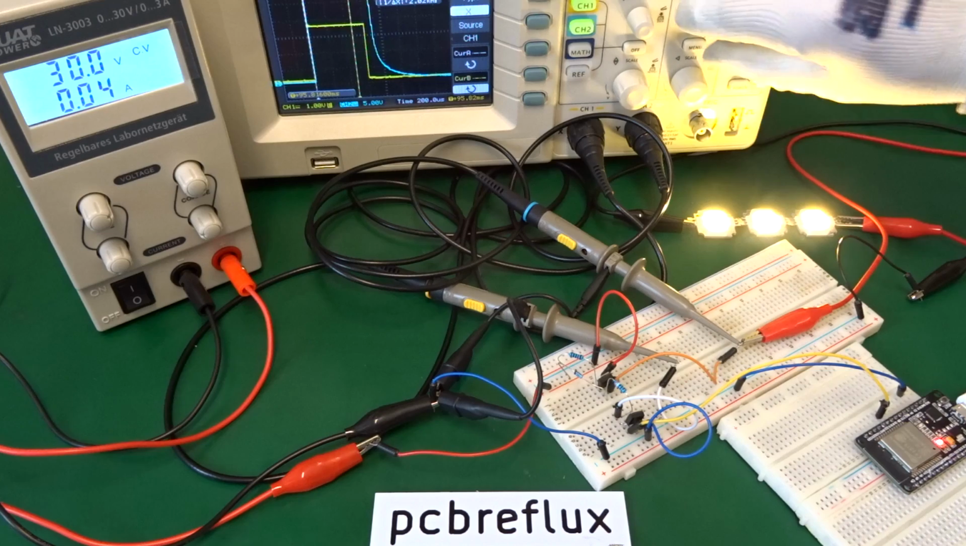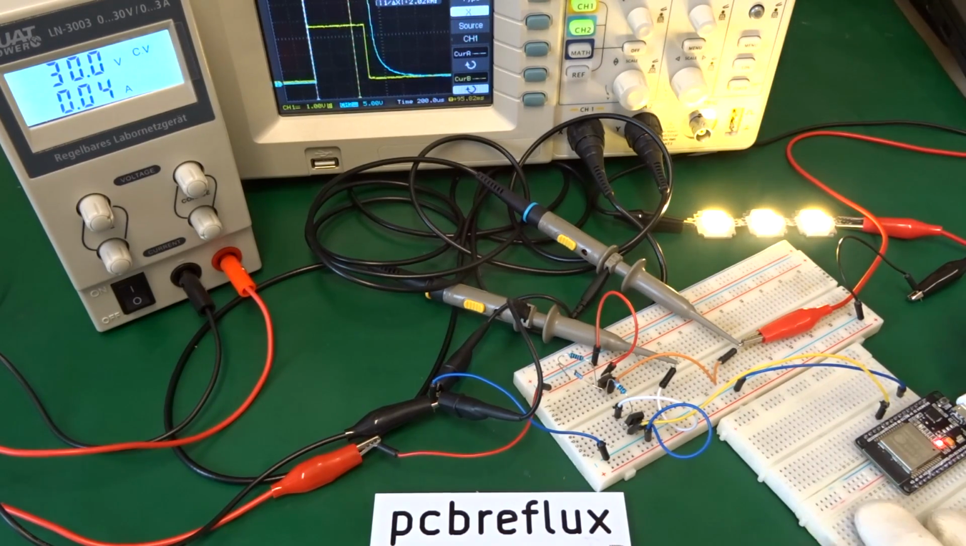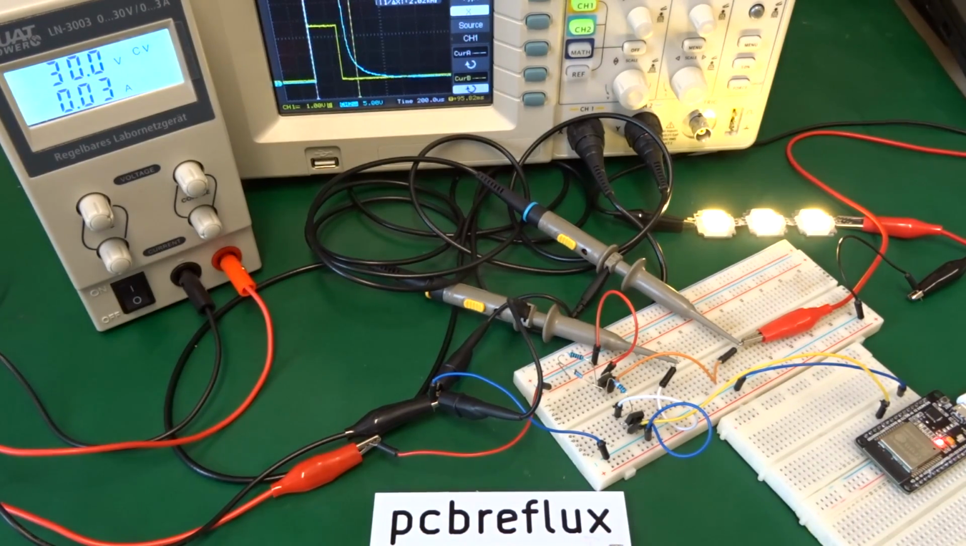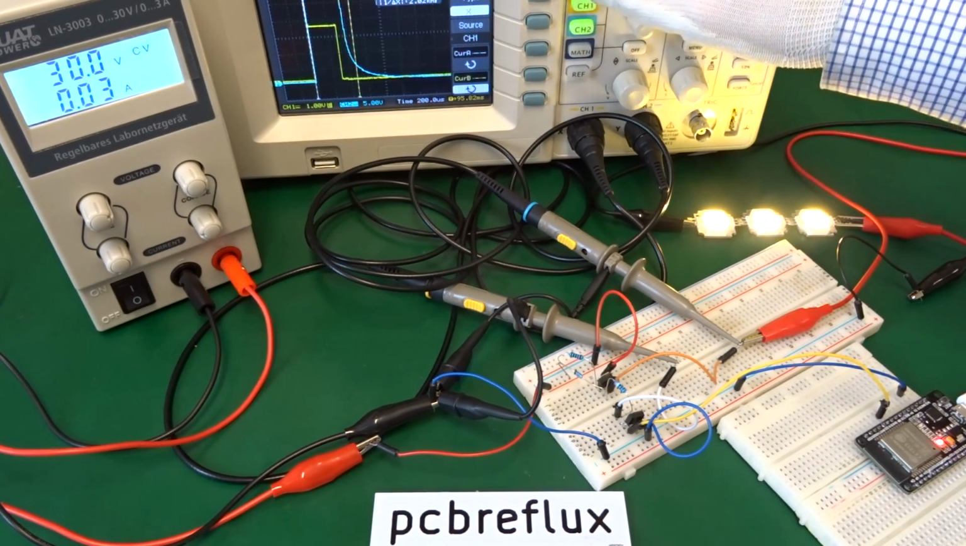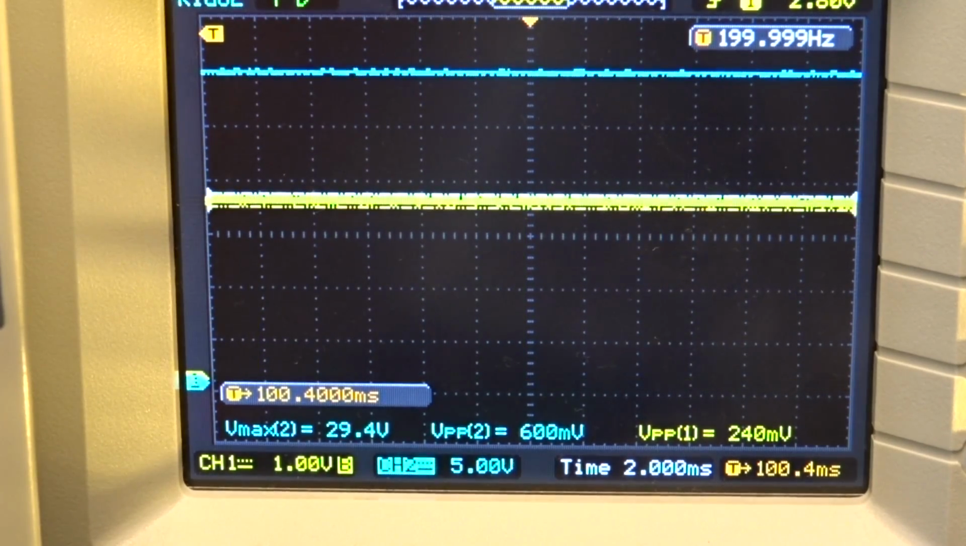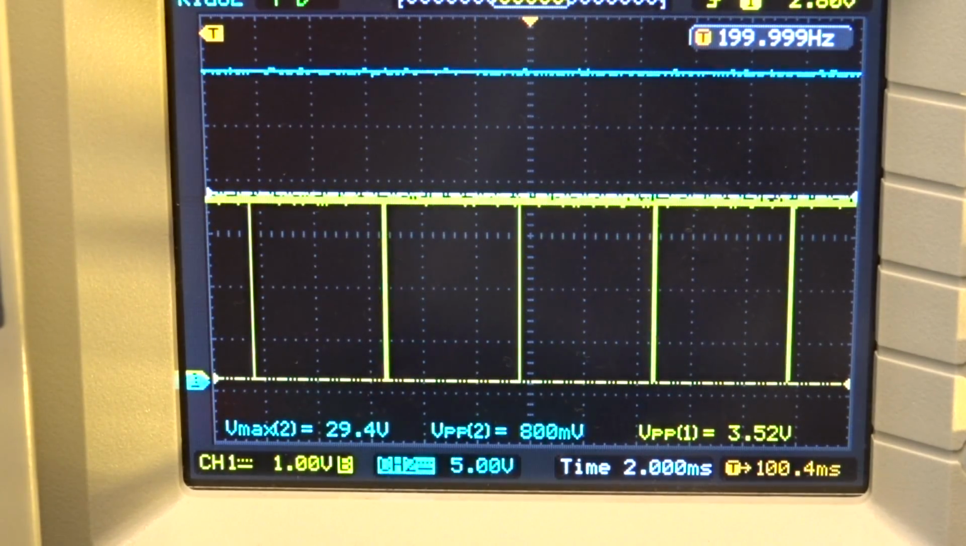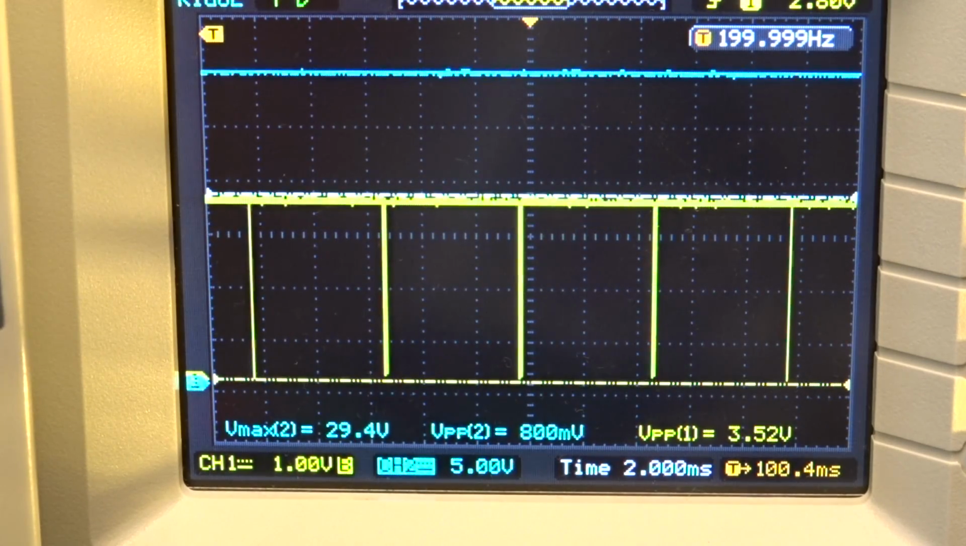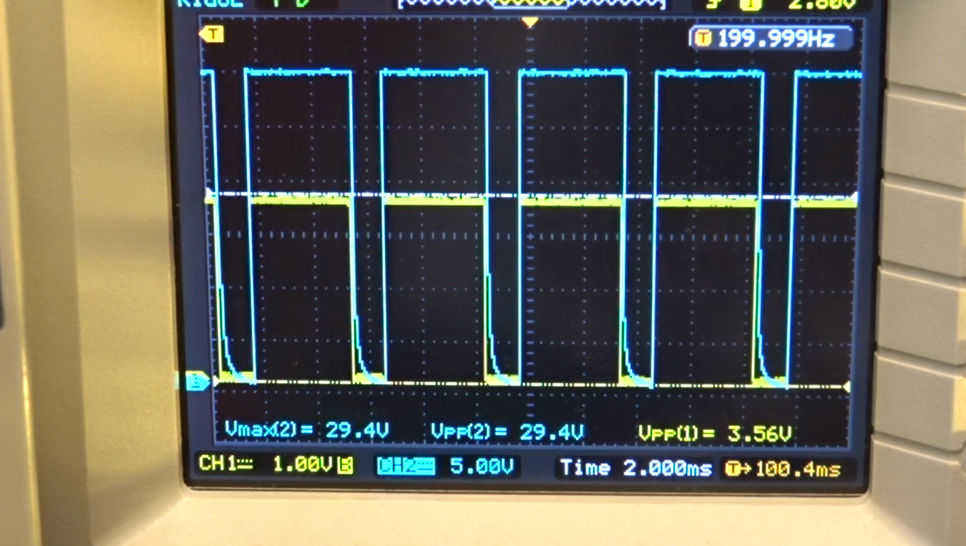So let's change the timeline on our oscilloscope to have a closer look at the small pulse that we now get with our pulse width modulation, and we can see the relationship between our pulse on the GPIO pin and also the switching line on the P-channel MOSFET. So this is a closer look at the oscilloscope, and now we see the 100% duty cycle again.